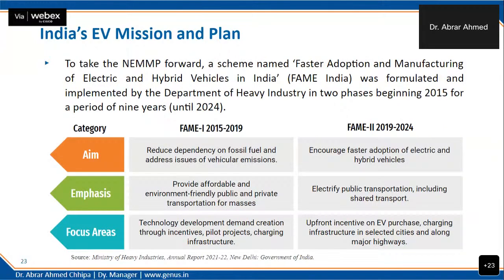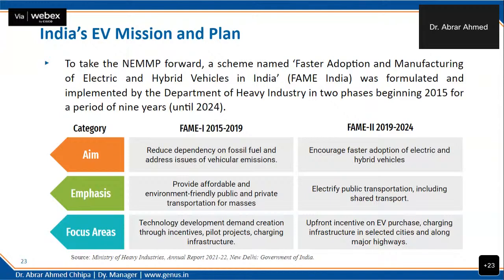So in 2015, this plan was further promoted, and the FAME India scheme was introduced, which is basically for faster adoption and manufacturing of electric and hybrid vehicles in India. It has two phases. Phase one was between 2015 and 2019, and FAME 2, which is going on right now, started in 2019 and will end by 2024.